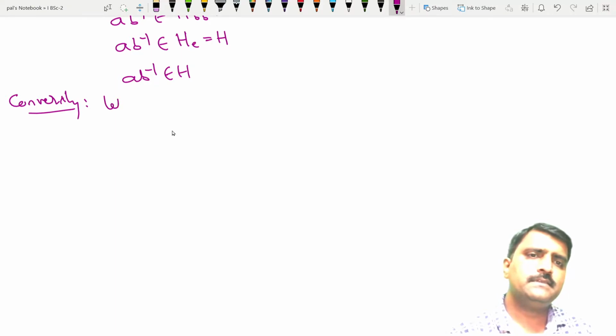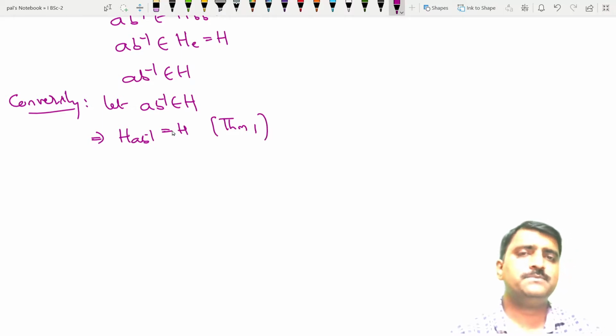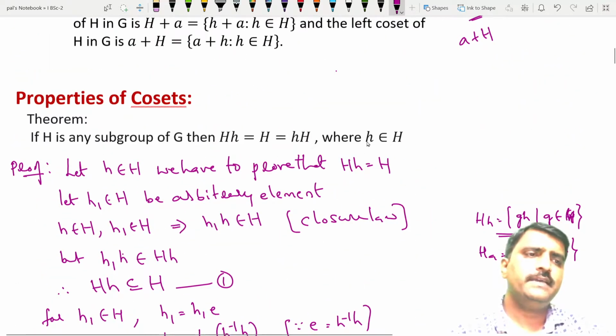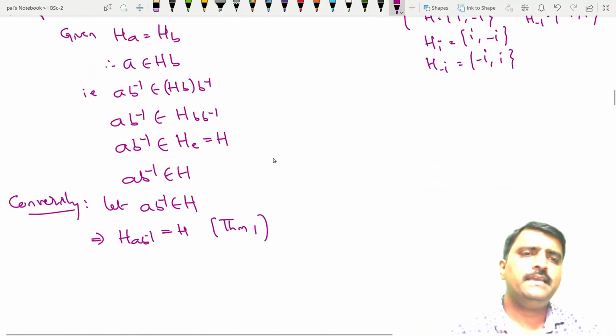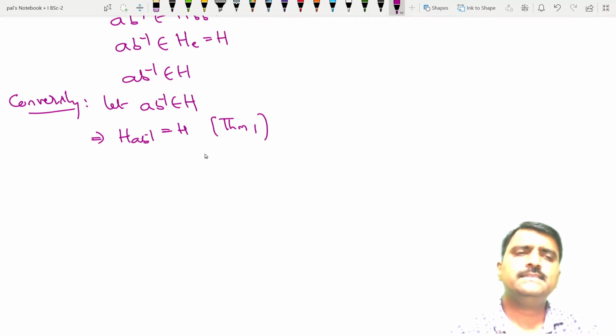Conversely, let AB inverse belong to H, which implies AB inverse is an element of H. Here I am using theorem 1, the first property: if h is an element of H, then H into h is the same as H. Similarly, if AB inverse is in H, then constructing the coset with it gives H. So H AB inverse is equal to H.